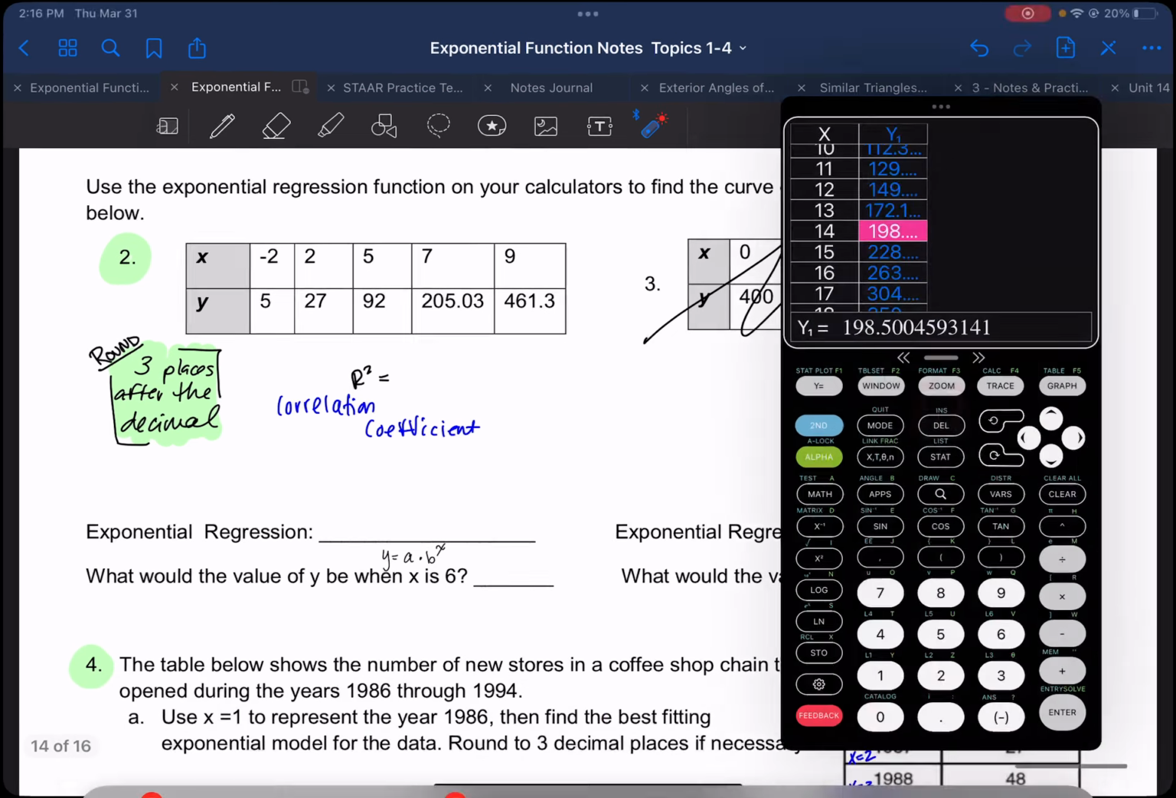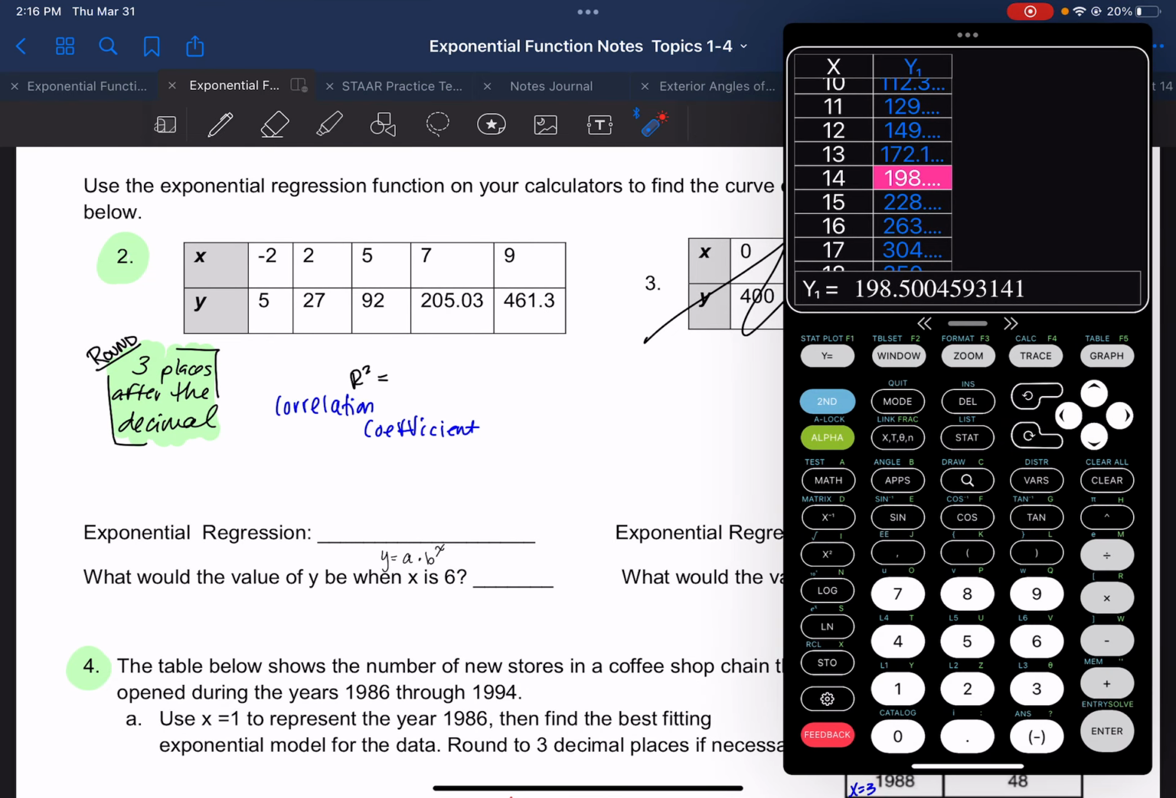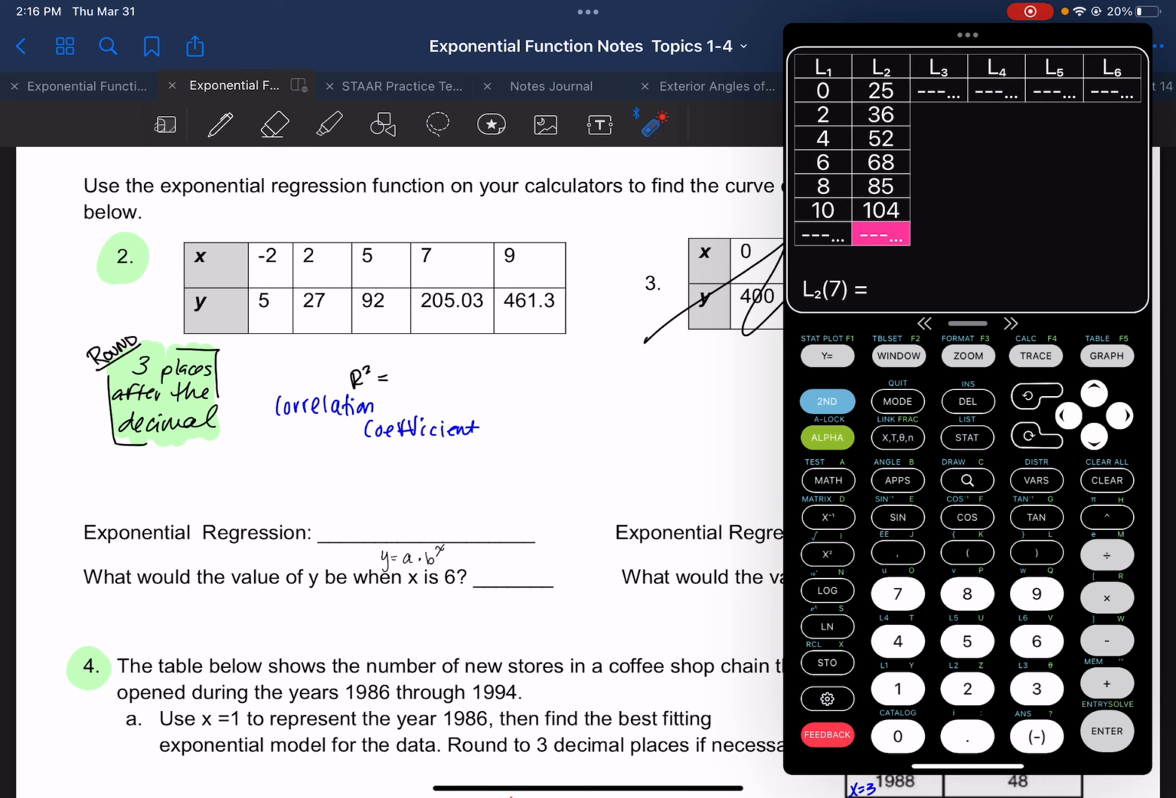Bam. All right, so what we need to do is go back to STAT. We need to edit. Now we need to delete all the data that's in here. I'm going to delete this here, delete this here. All right, we're going to type these values in: -2, 2, 5, 7, 9. Go over: 5, 27, 92, 20, delete, 205.03, enter, 461.3, enter. All right, we have this.